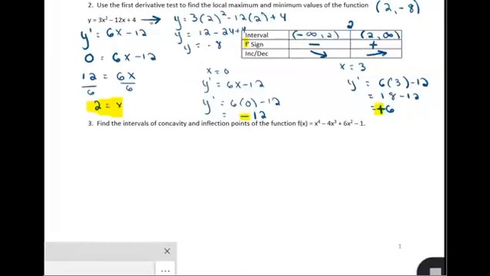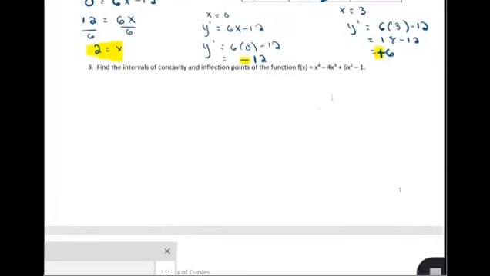So let's see if we can try this again for number 3, but this time we're going to find our concavity and our inflection points. So it's a little bit different, but that's okay, we can figure it out. So for number 3, let's see if we can figure this out. Intervals of concavity and inflection points. So that means that we need the second derivative. So the intervals of concavity and the second derivative, inflection points and the second derivative, they all go together.